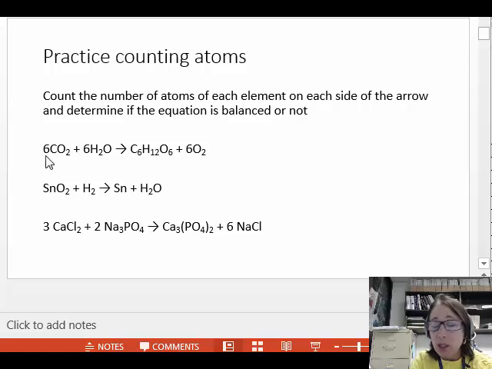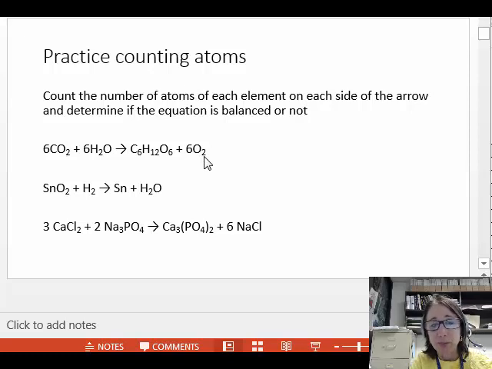The first equation is coefficient 6, capital C, capital O subscript 2, or 6 molecules of carbon dioxide, plus coefficient 6, capital H subscript 2, capital O, or 6 molecules of water, arrow, capital C subscript 6, capital H subscript 12, capital O subscript 6, or 1 molecule of glucose, plus coefficient 6, capital O subscript 2, or 6 molecules of oxygen.